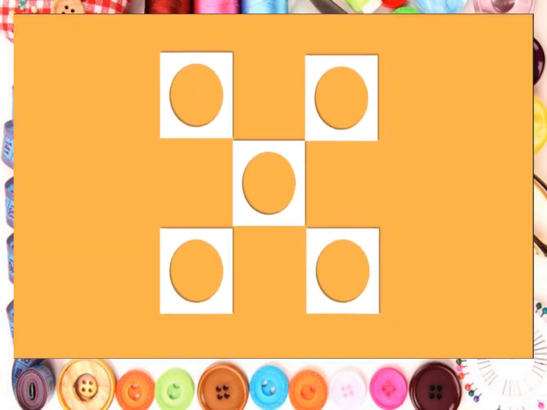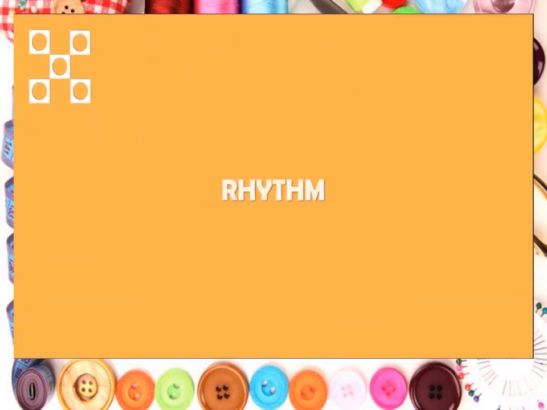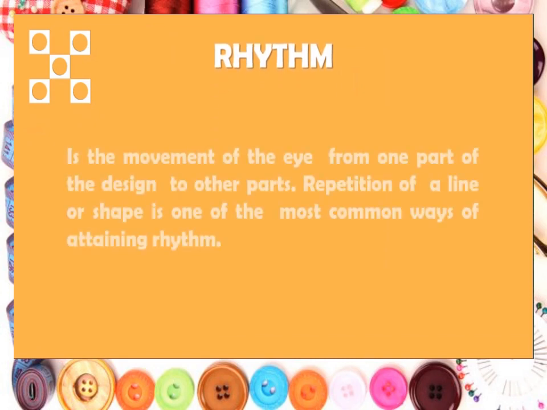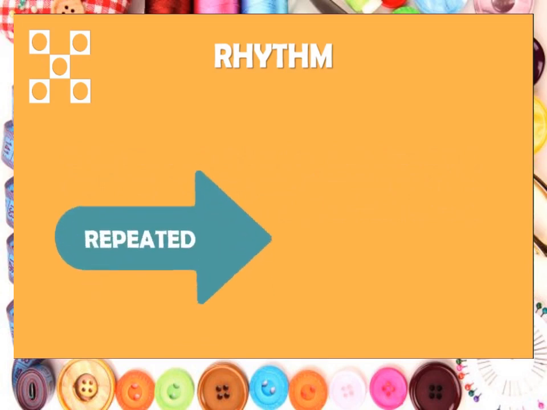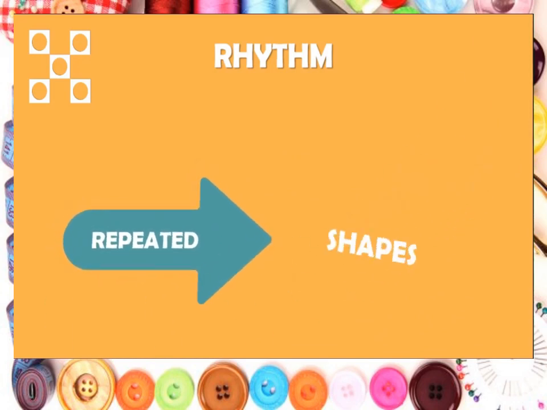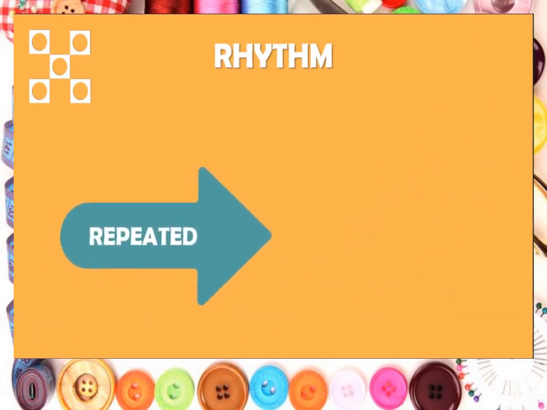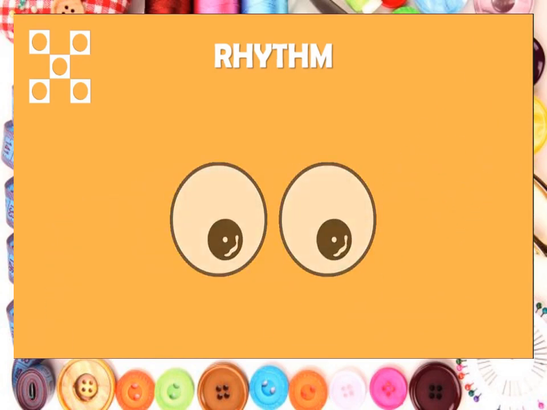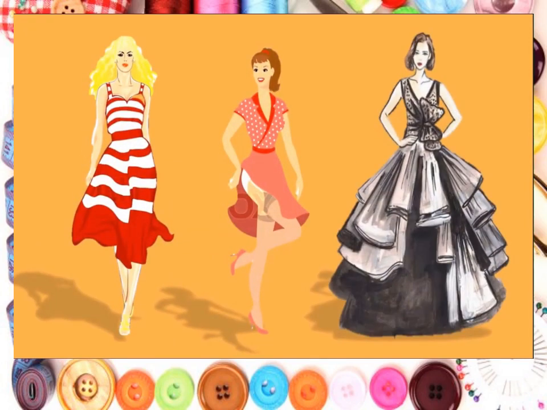The fifth and last principle of design is rhythm. Rhythm is the movement of the eye from one part of the design to other parts. Repetition of a line or shape is one of the most common ways of attaining rhythm. Rhythm can also be referred to as repeated use of lines, colors, trims, shapes, or details that create a pattern that the eye can follow throughout the design. Examples could be stripes, polka dots, ruffles, and etc.